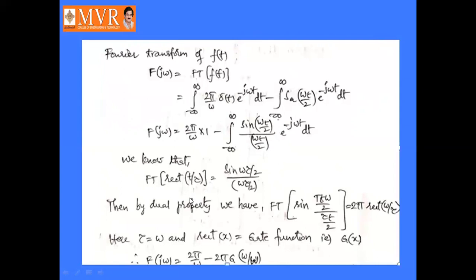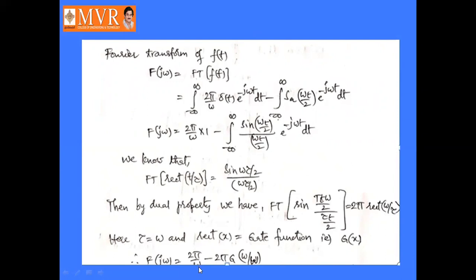We know that the Fourier transform of the rectangular function of t by tau is equal to sin(omega tau by 2) by (omega tau by 2). Then by the duality property, the Fourier transform of sin(tau t by 2) by (tau t by 2) is equal to 2 pi times the rectangular function of omega by tau. Here tau equals omega, and the rectangular function of x is the gate function, that is g of x.